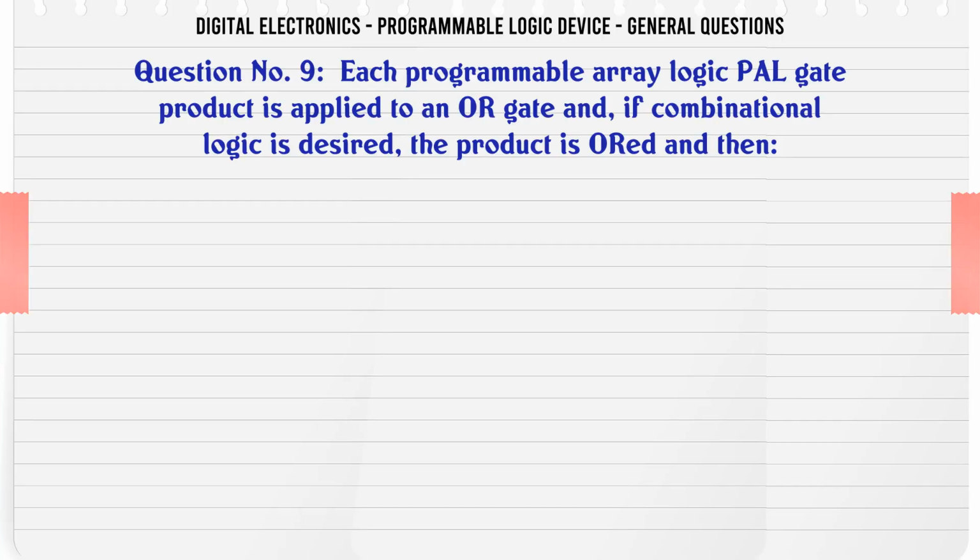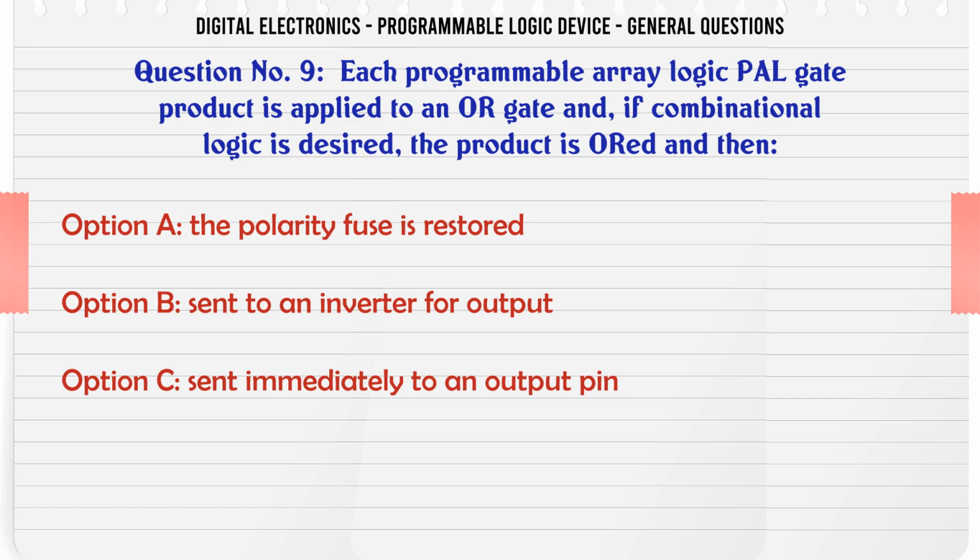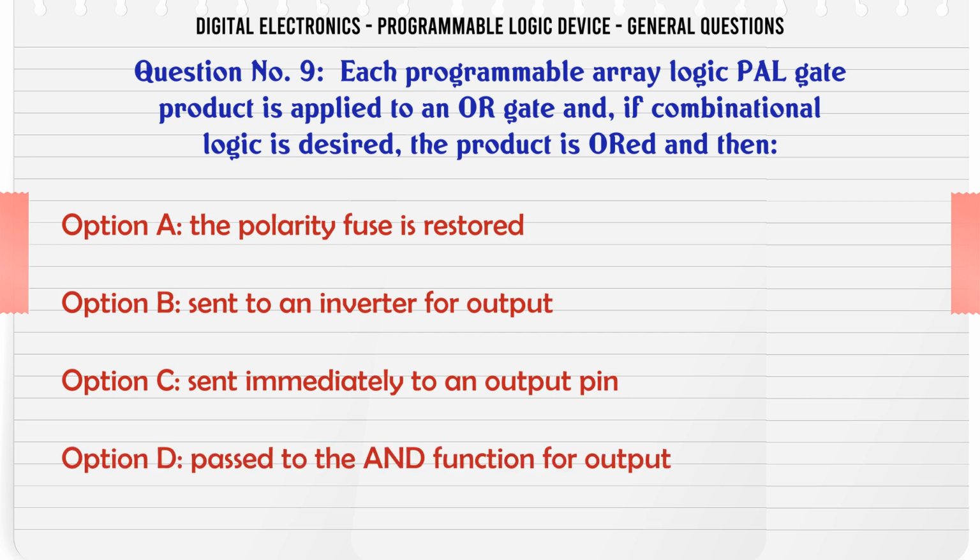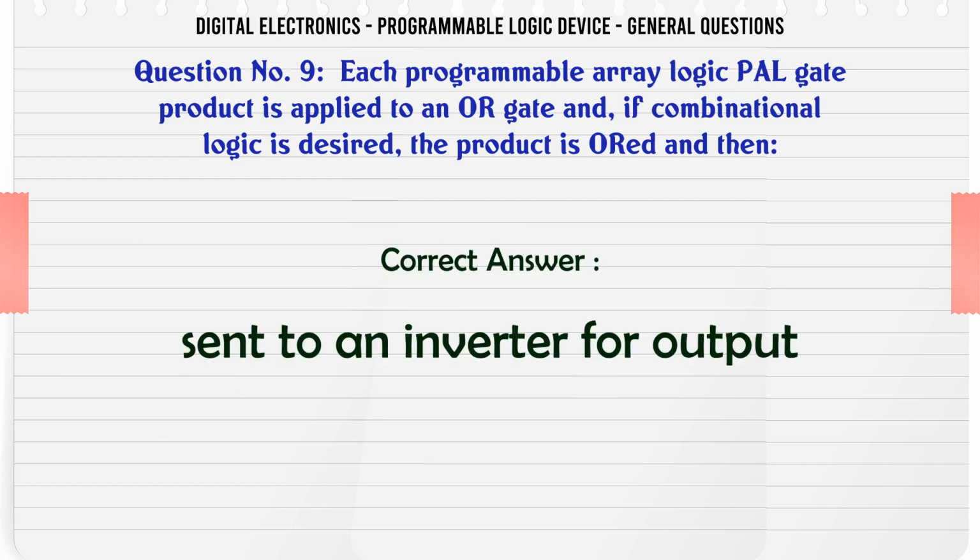Each programmable array logic PAL gate product is applied to an OR gate, and if combinational logic is desired, the product is ORed, and then A. the polarity fuse is restored, B. sent to an inverter for output, C. sent immediately to an output pin, D. passed to the AND function for output. The correct answer is: sent to an inverter for output.